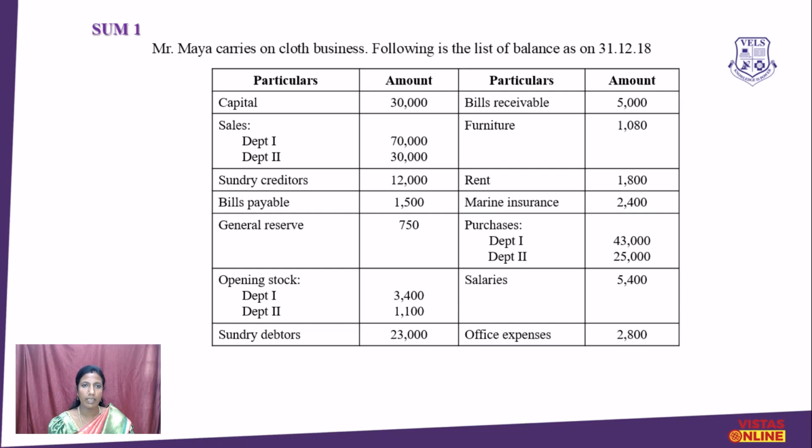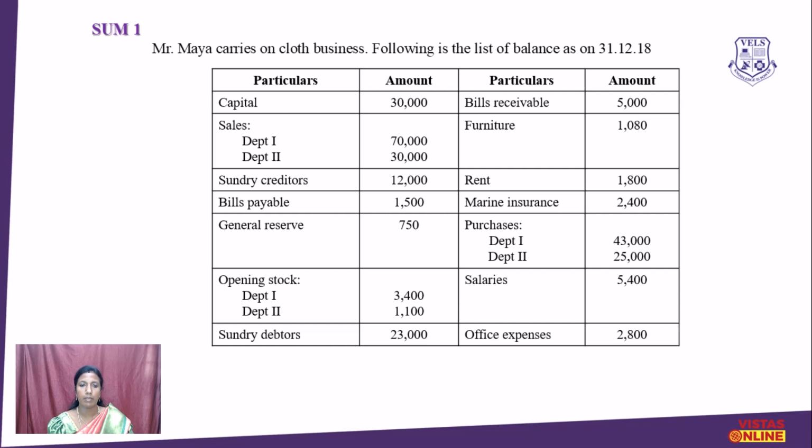Mr. Maya carried on cloth business. Following is the list of balances as on 31st/12/18. Particulars column, amount values included. Capital value is 30,000. Bills receivable value is 5,000. Sales of department 1 and 2: because two departments are included, the sales values are 70,000 and 30,000. Furniture value is 1,080. Sundry creditors value 12,000. Bills payable 1,500. General reserve 750.